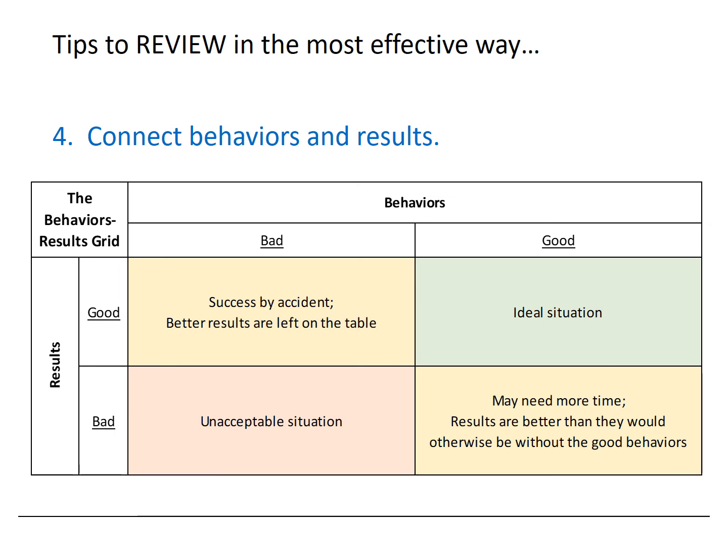In the top left quadrant, behaviors are bad, but results are good. This means that success is coming because of some external factors, and better results are being missed out on because of the bad behaviors. In any event, the most effective review conversations will discuss both behaviors and results, and we'll talk about them in the context of this grid.